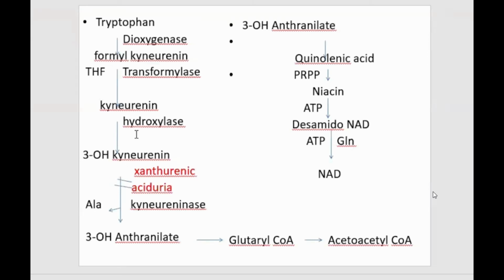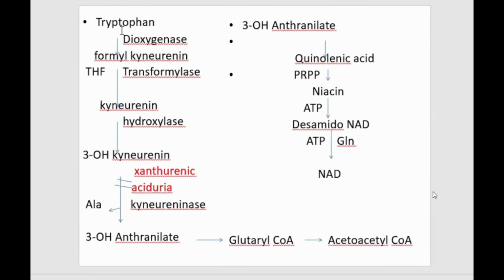Kynurenine is converted by hydroxylase to 3-hydroxykynurenine. This 3-hydroxykynurenine is converted by 3-hydroxykynureninase, which is dependent on pyridoxal phosphate, to 3-hydroxyanthranilate. Of course, the main catabolic pathway converts this to glutaryl-CoA and acetyl-CoA. Here it diversifies. 3-hydroxyanthranilate can be converted to quinolinic acid, to niacin, and NAD can be formed from this. So it is a diverted pathway. Tryptophan leads to the synthesis of niacin or niacinamide dinucleotides or its other coenzymes.